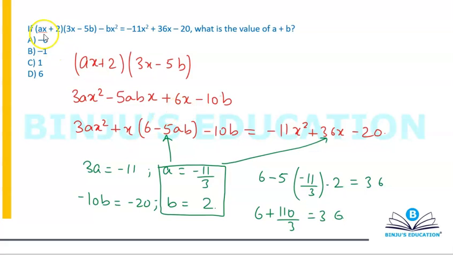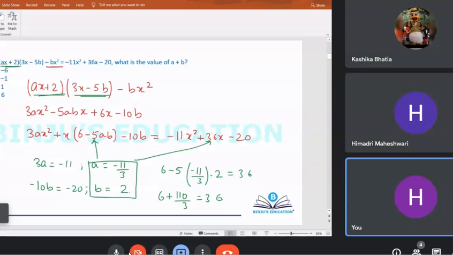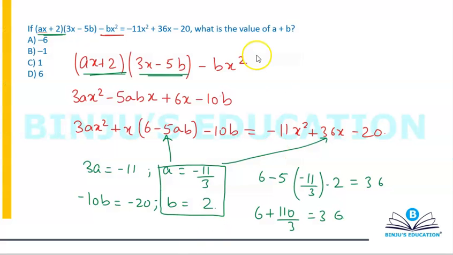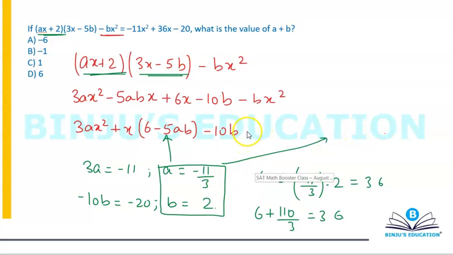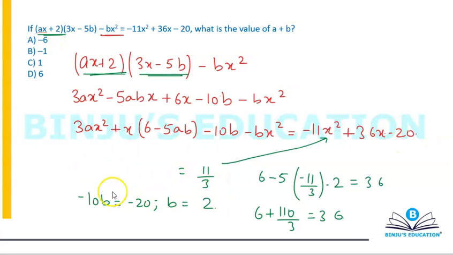Did I go somewhere wrong? This is ax plus 2, 3x minus 5b. Okay, there is a minus bx square also. I'm sorry, there is a minus bx square also, which I forgot to write. So there is a minus bx square, which is equal to negative 11x square plus 36x minus 20. I just have to redo this calculation.